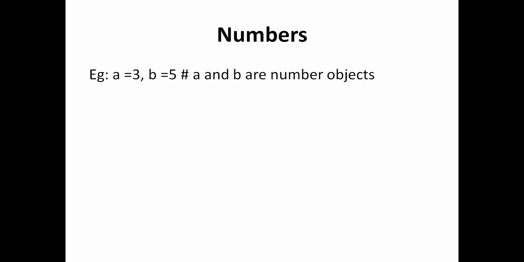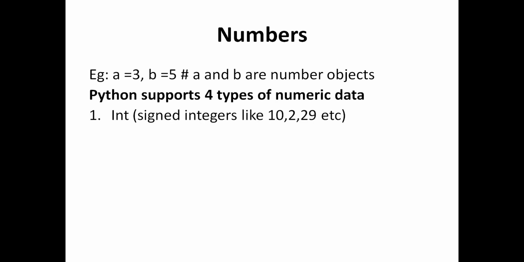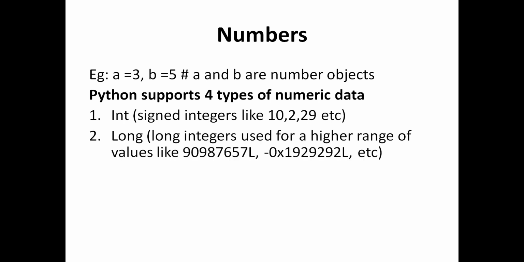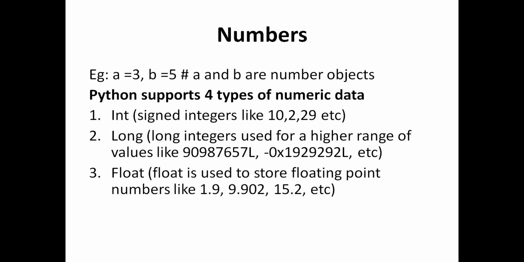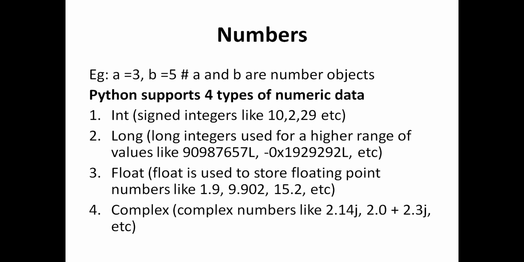Int: signed integers like 10, 29, etc. And long: long integers. Float: float is used to store floating point numbers like 1.9, and so on. And the fourth one is complex numbers like 2.14j and so on.